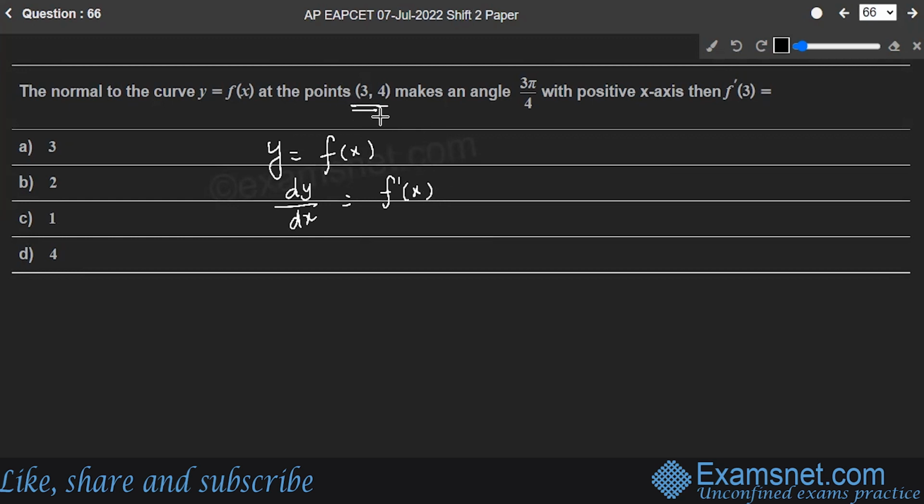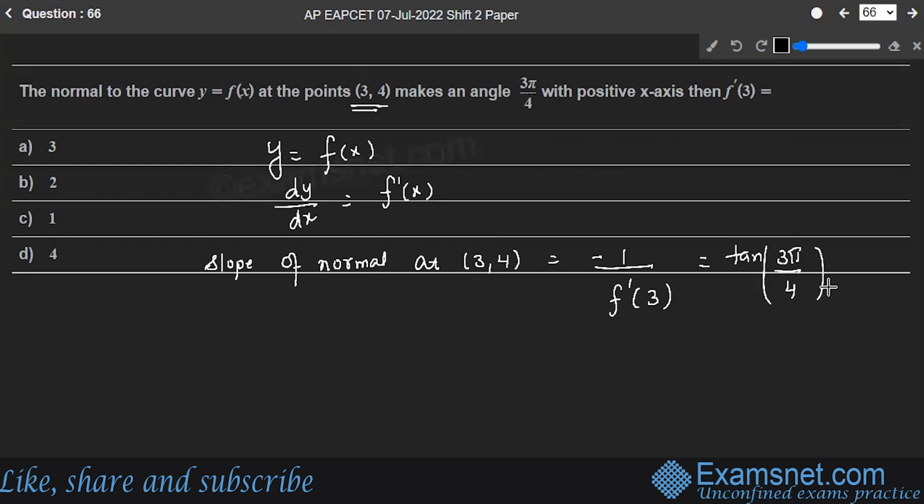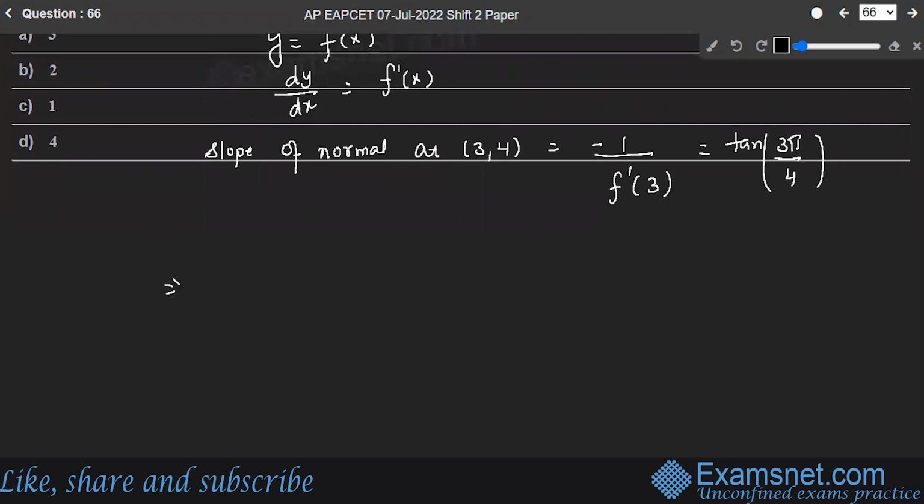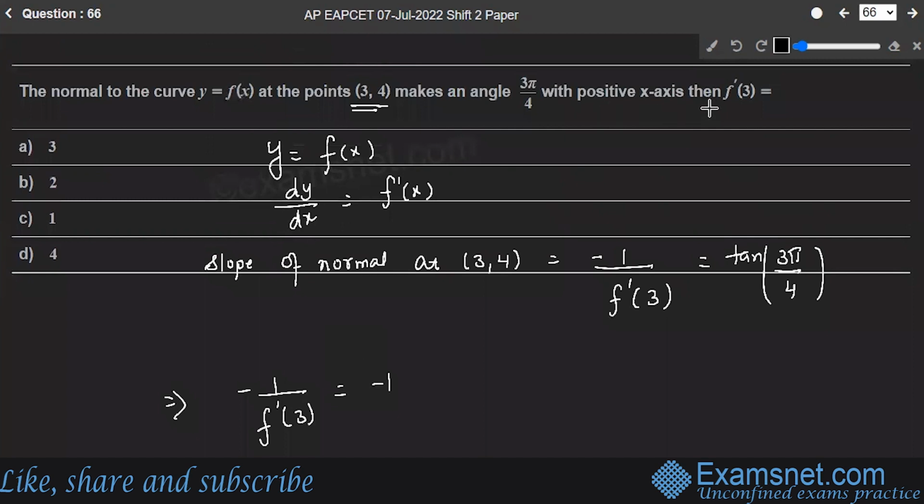So, slope of normal at (3, 4) will be given by minus 1 by the derivative of the function at x is equal to 3. Now, it is given that this is equal to tangent of 3 pi by 4. So, what is tan of 3 pi by 4? It is minus 1. Which gives you the derivative of the function at x is equal to 3 is equal to 1. So, this is what you have to find out. Yes. Option C is the correct answer.